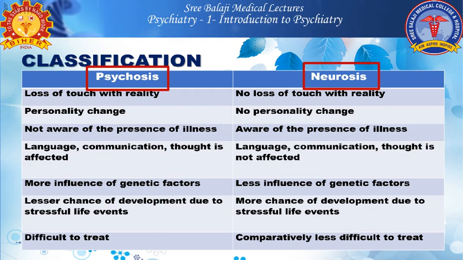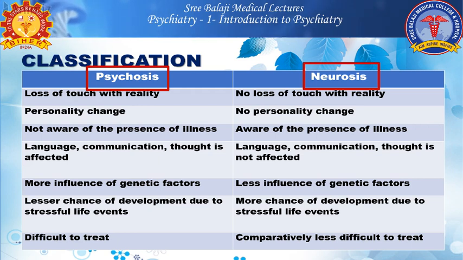In psychosis, the personality changes. Compared to their previous personality, after the development of the mental illness, their personality is different. Whereas in neurosis, there's no personality change. In psychosis, they are not aware of the presence of illness, whereas in neurosis, they are aware of the presence of illness. They can feel that something is different about them, and they can also realize that it is due to any stressful life event that they're facing.